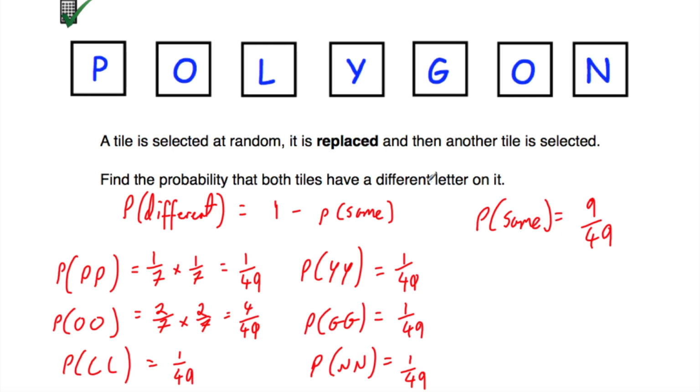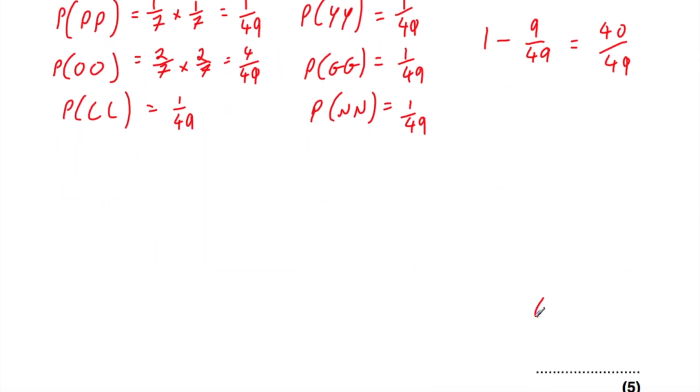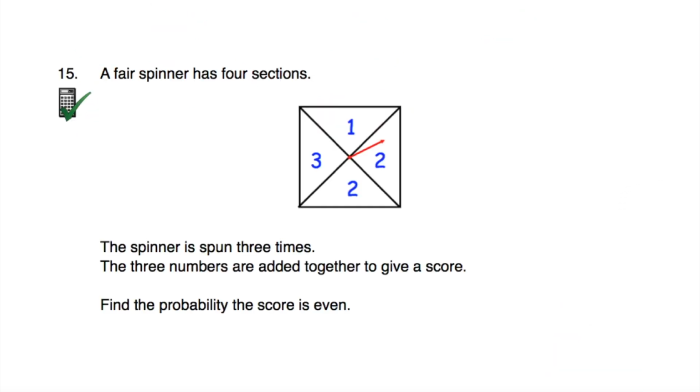So if we want to find the probability that both tiles have different letters on them, we're going to do 1 subtract that probability. So 1 take away 9/49. Now 1 is 49/49. Take away 9/49 would be 40/49. And that's it. So the probability that the two tiles have got different letters on them is 40/49. Okay, let's look at our next question.